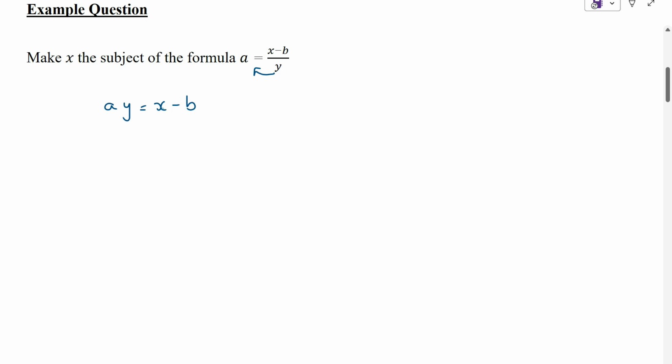Now we want x to be the subject, so we want to get rid of this minus b, so we can take it over to the other side. Therefore ay plus b gives us x.